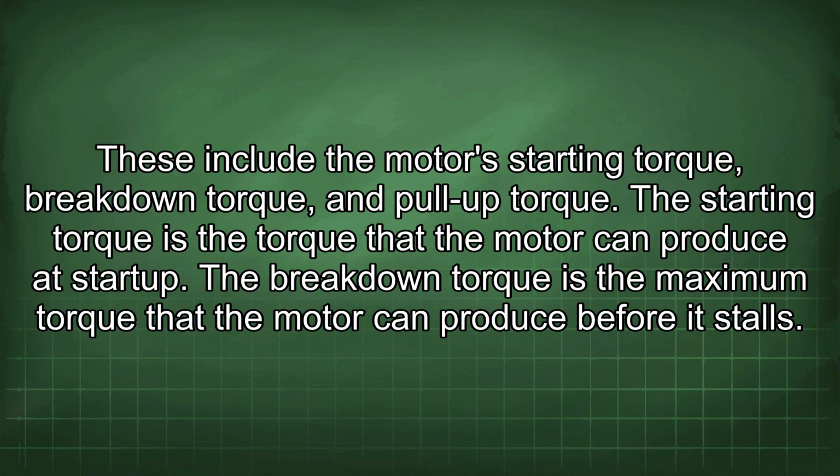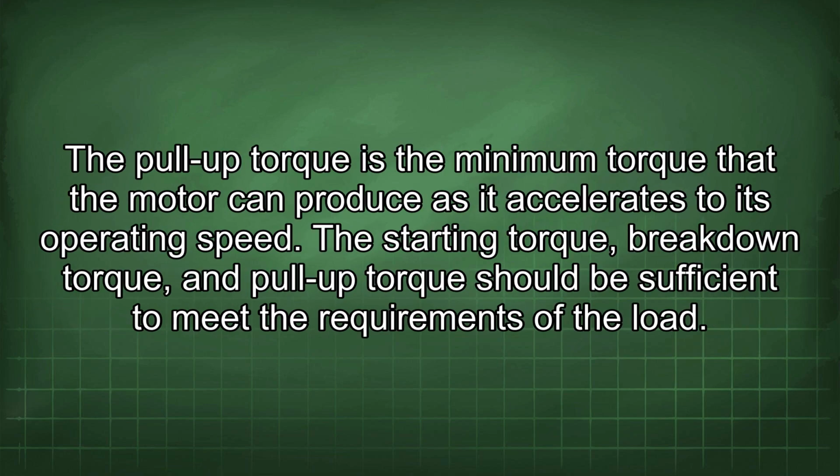The starting torque is the torque that the motor can produce at startup. The breakdown torque is the maximum torque that the motor can produce before it stalls. The pull-up torque is the minimum torque that the motor can produce as it accelerates to its operating speed. The starting torque, breakdown torque, and pull-up torque should be sufficient to meet the requirements of the load.